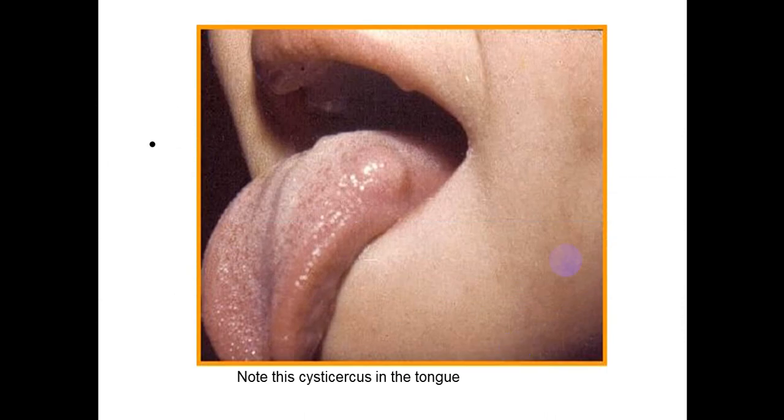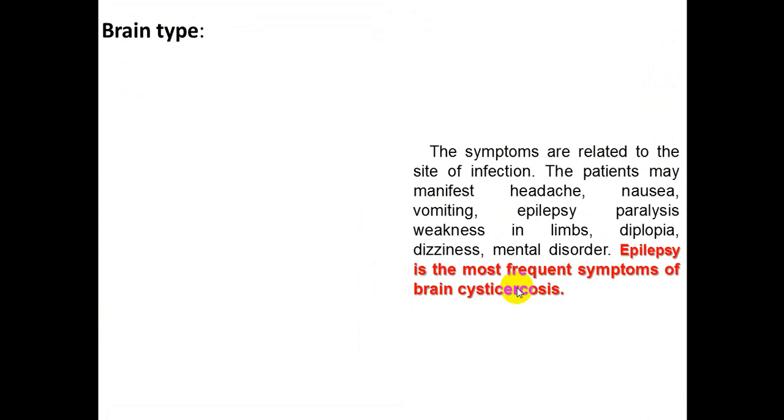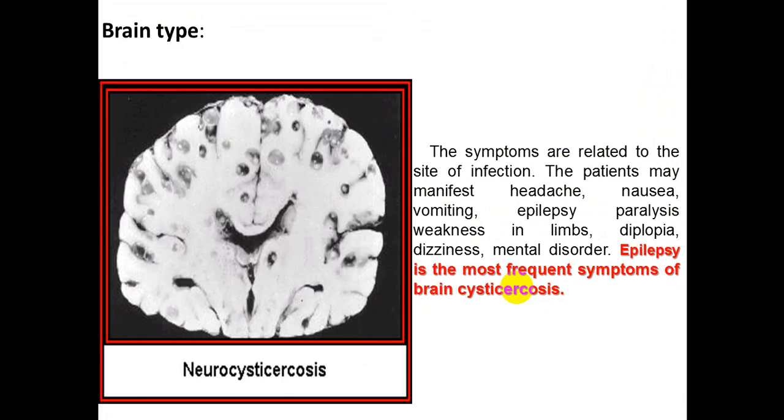Now the cysticercus in the tongue. This is the obvious one. And this is cysticerca in the eye, usually found in the vitreous body, or subretinal. Visual disturbance is the main clinical feature. Cysticerca of the brain: the symptoms are related to the site of the infection. The patient may manifest headache, nausea, vomiting, epilepsy, paralysis, weakness in the limb, diplopia, dizziness, mental disorder. Epilepsy is the most frequent symptom of cysticercosis.